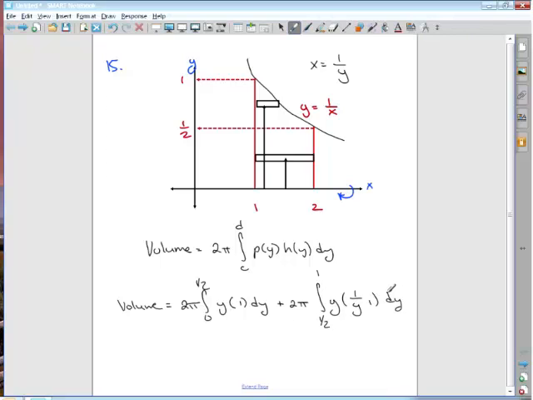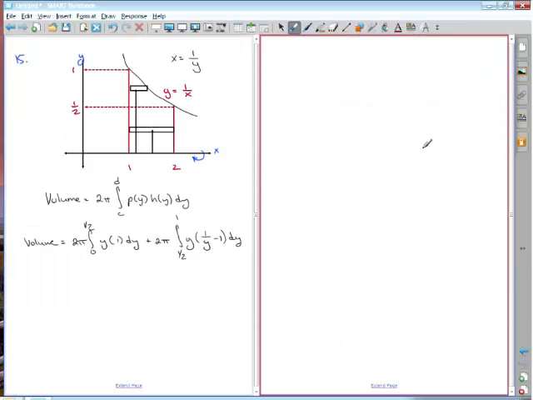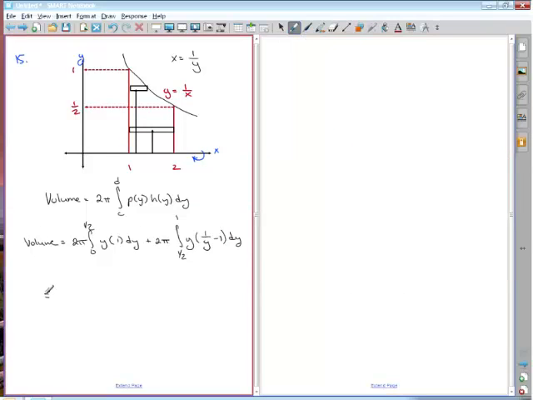I forgot a negative sign there, minus 1. Let me just erase that and fix that. Okay, so that's the equation. Let's put two screens up, and we'll just do the integration. We'll have to multiply this out, so let's use this old screen.